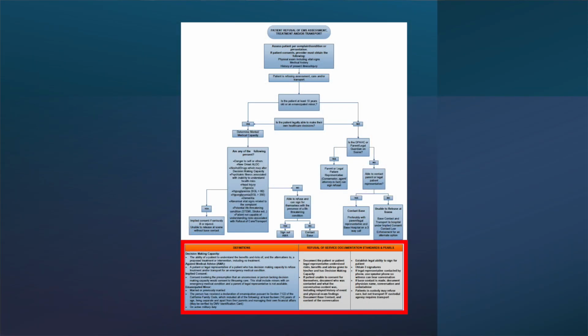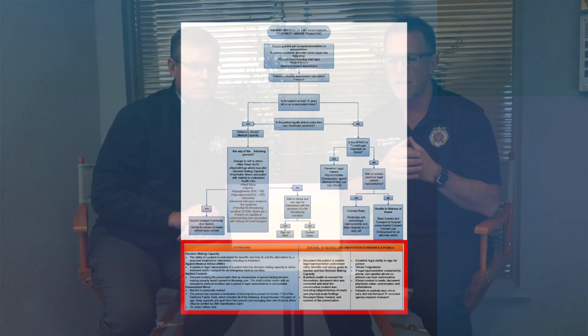Okay. And then at the bottom, there are some definitions about decision-making capacity and against medical advice. This policy has been in place for a while. You can all go through these boxes at the bottom about refusal of service and the pearls and things like that. Establishing the legal ability to sign for a patient, obtaining your signatures and all that stuff. So that kind of covers that. Absolutely. Anything else in here?